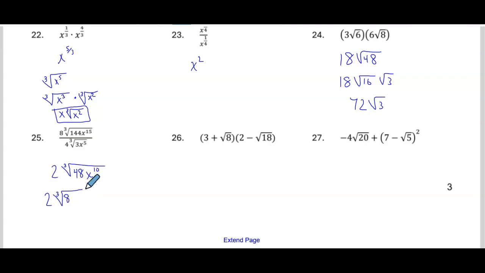So we have 8 here. x10 needs to become x9. And then an extra cube root for a 6 and an extra x. Alright, so cube root here is 2. Times this 2 is 4. 9 divides by 3. And then I have the extra cube root.